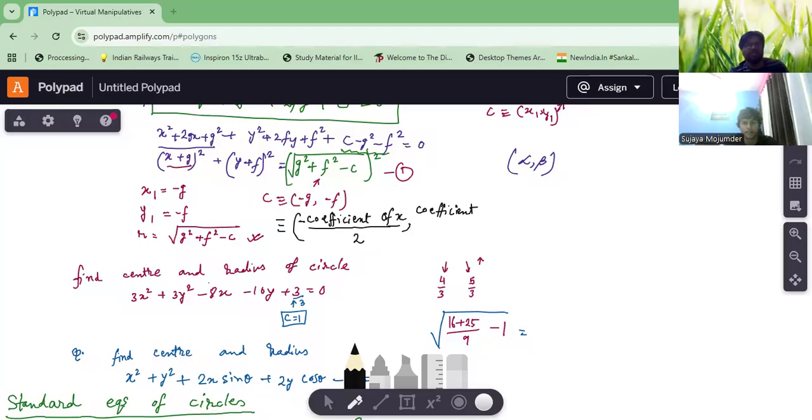So minus of coefficient of y by... that can be also written as the center of circle for general form. Center of circle for general form. Okay. Clear? This part is clear to you? Yes, sir. Okay.